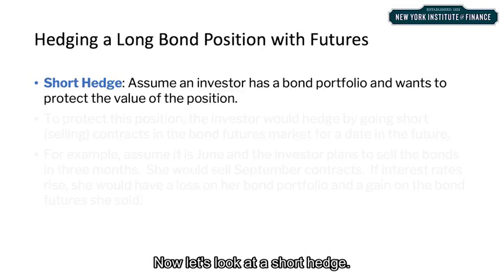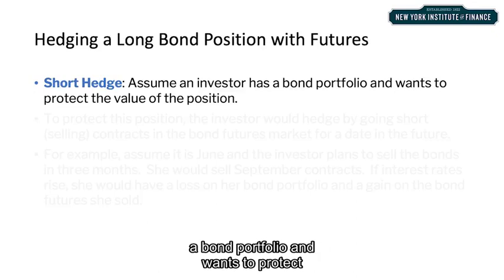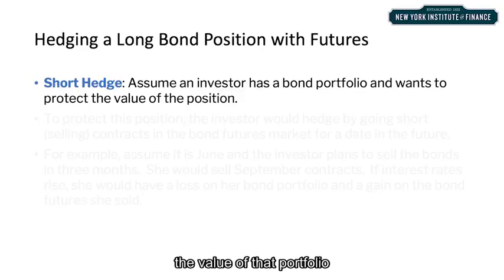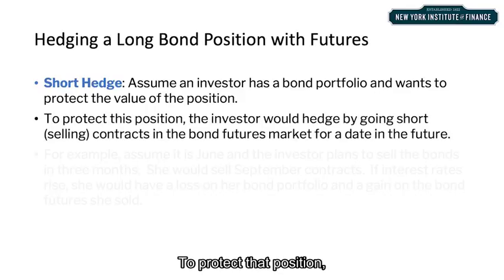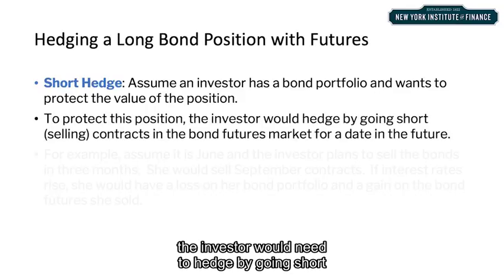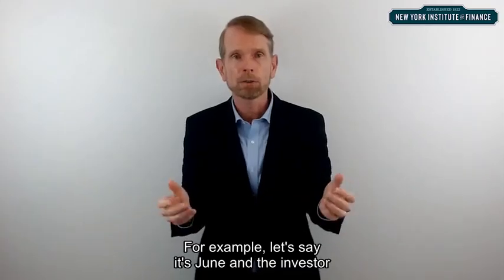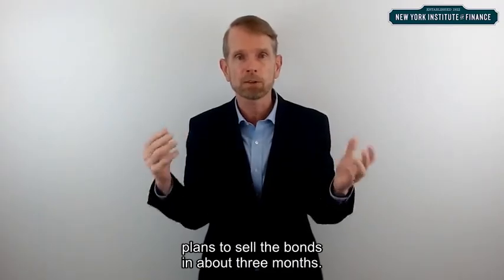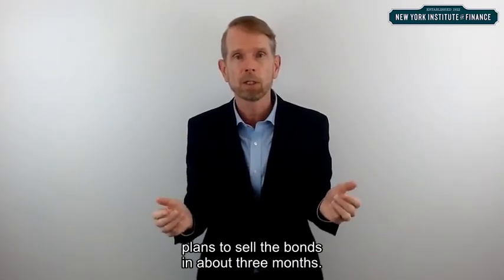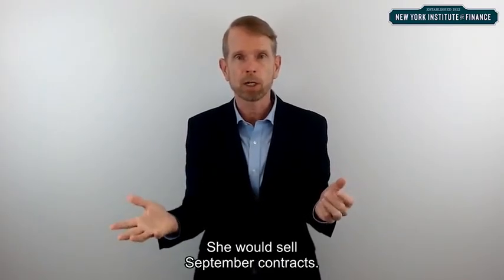Now let's look at a short hedge. Assume that an investor has a bond portfolio and wants to protect the value of that portfolio against increases in interest rates. To protect that position, the investor would need to hedge by going short, or selling, bond futures for some date in the future. For example, let's say it's June and the investor plans to sell the bonds in about 3 months. So she would sell September contracts.